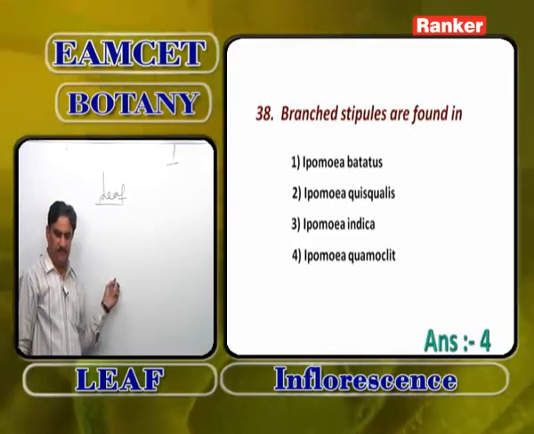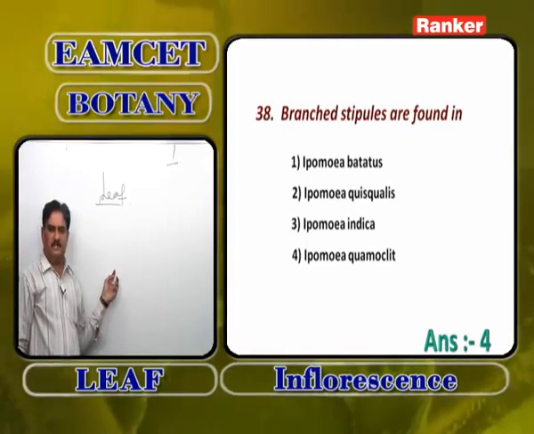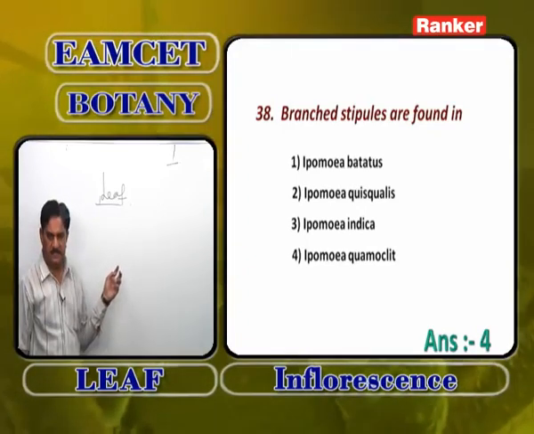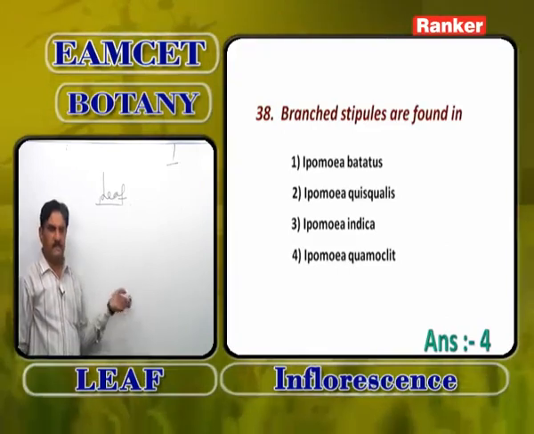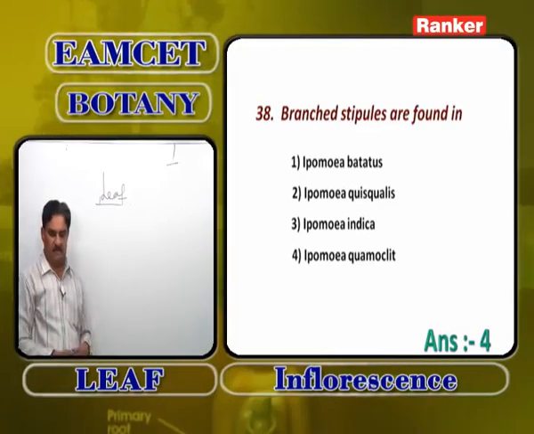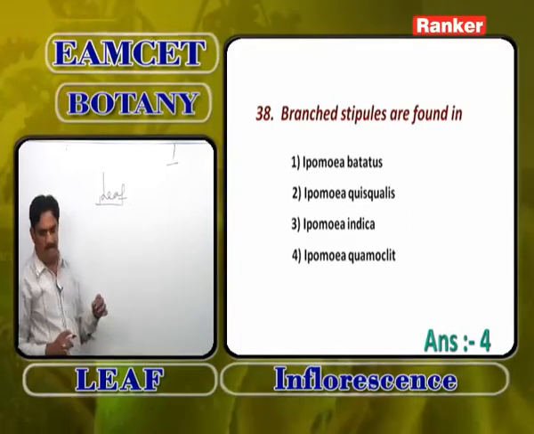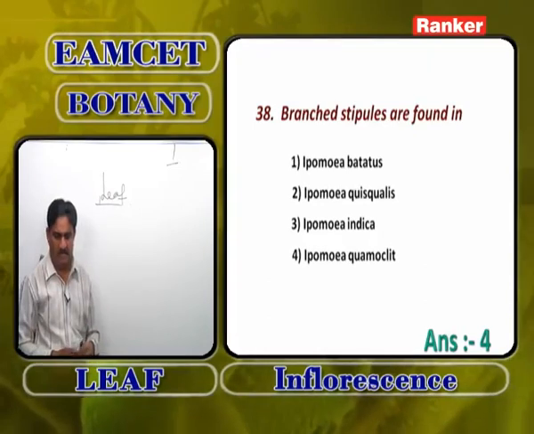Deciduous stipules are found in Michelia. In some plants, stipules remain even after the expansion of the leaves. They are called persistent stipules. Examples are Lathyrus and Pisum. And in some plants, stipules are very much branched, and those branched stipules are found in Ipomoea quamoclit. Here Ipomoea batatas is there.